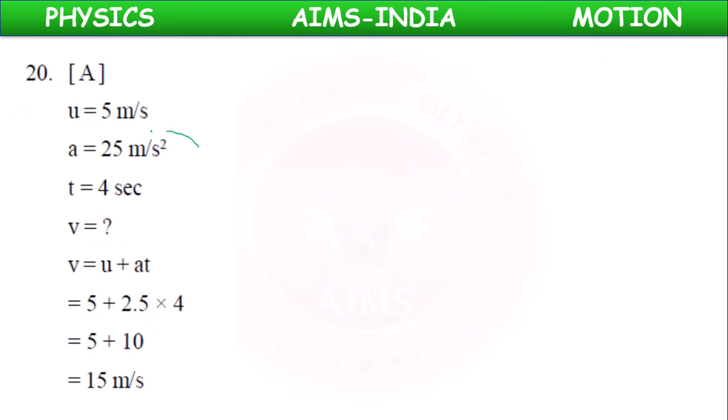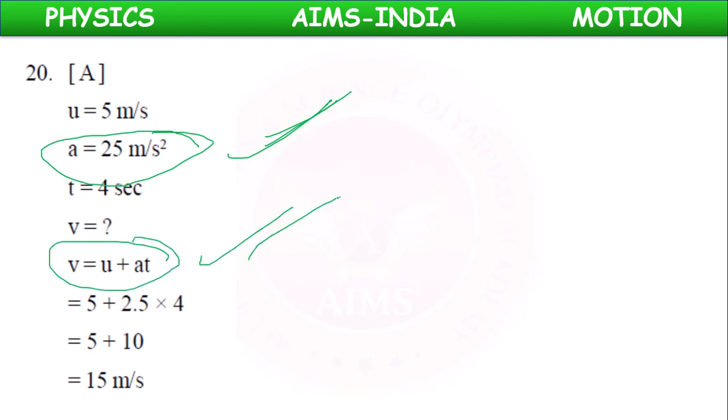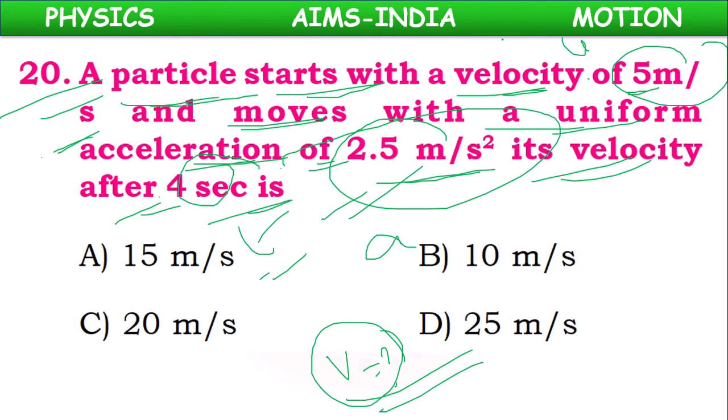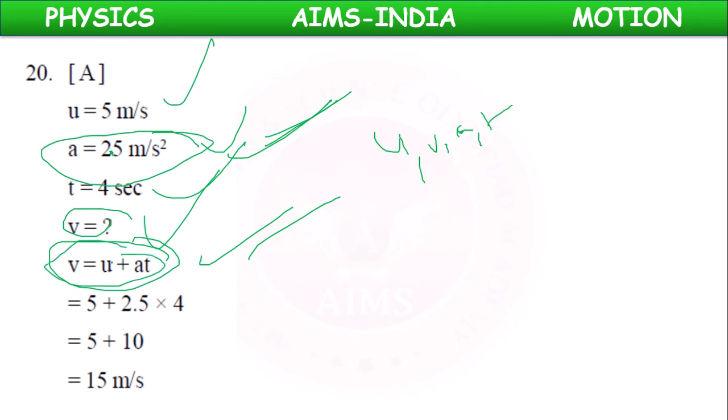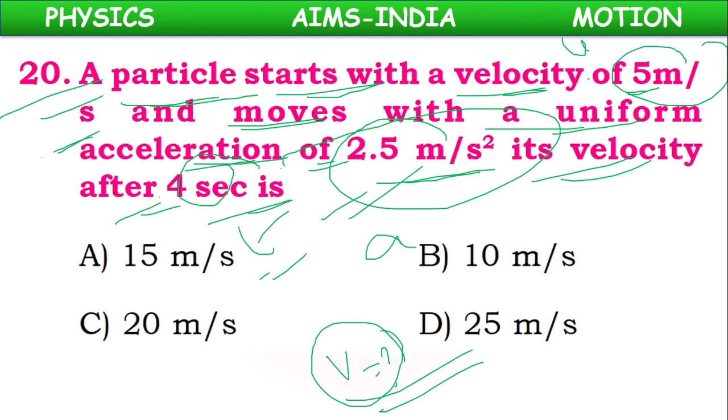Because the body is moving with uniform acceleration, we can apply the equations of motion here. So u is given, a is given, t is given, and v we have to find. The relation between u, v, a, t is given by the equation of motion v equal to u plus at. Let's substitute the values and simplify. We will get the answer 15 meter per second. So option A, 15 meter per second, is the correct answer.